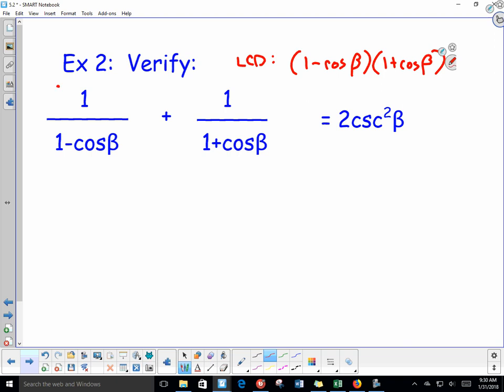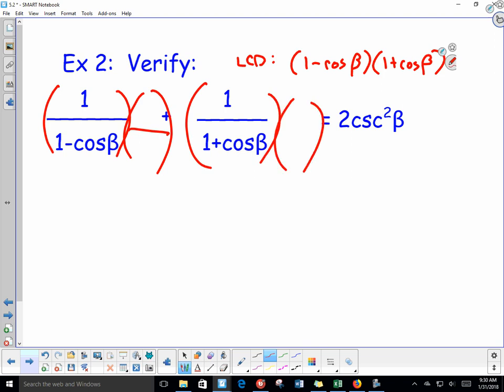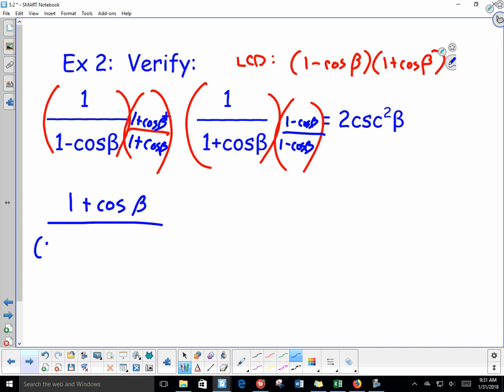So that means I'm going to have to multiply this fraction by something in order to get that, and I'm going to have to multiply this fraction by something to get that. So in this first case, we're going to have to probably multiply by 1 plus cosine beta over 1 plus cosine beta. And over here, we're going to have to multiply by 1 minus cosine beta over 1 minus cosine beta. So I now have 1 plus cosine beta over my common denominator.